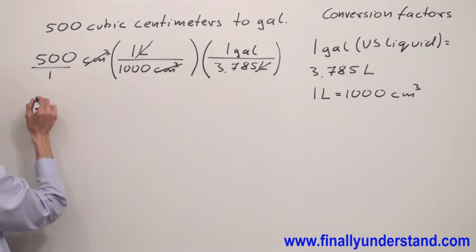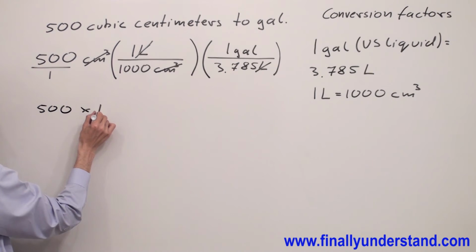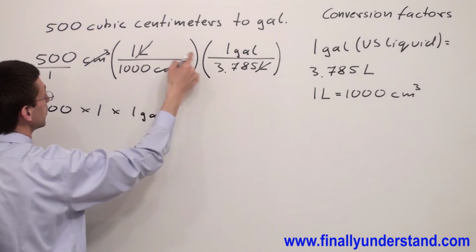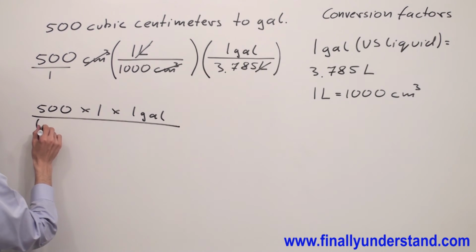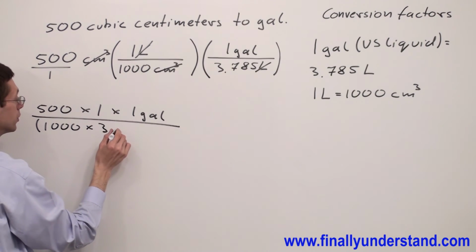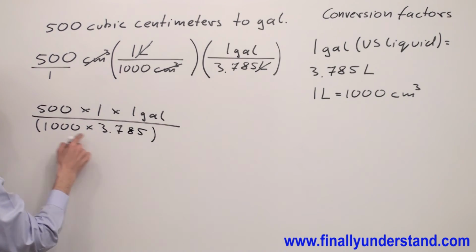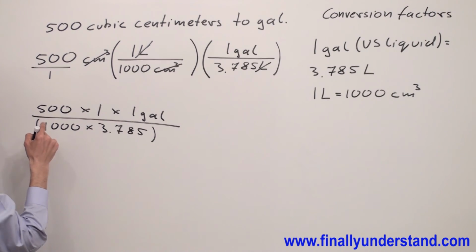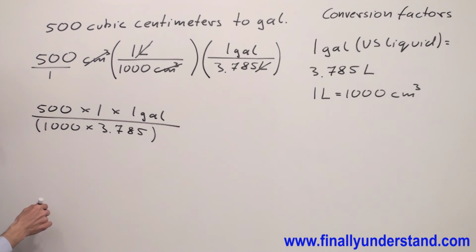Convert this to an improper fraction, and we will have 500 times 1 times 1 gallon, over, open parenthesis, 1000 times 3.785. Why did I open the parentheses? Because if you are going to use the calculator, you're supposed to tell the calculator that you want to divide the numerator by the product of these two numbers.